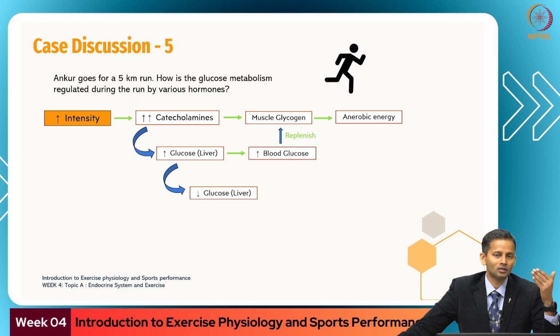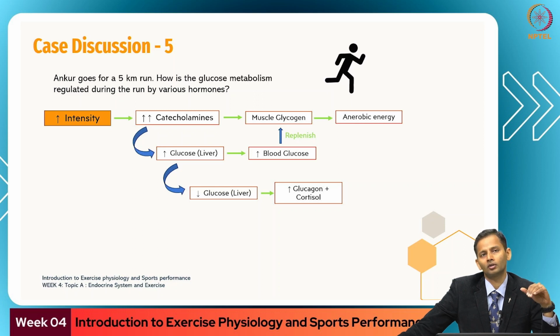Subsequently, as the glucose level in the liver comes down, this triggers further secretion of glucagon and cortisol, which increases gluconeogenesis through other sources like fat as well as through protein.